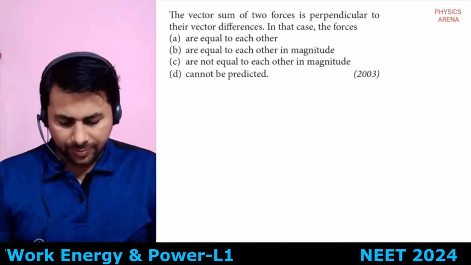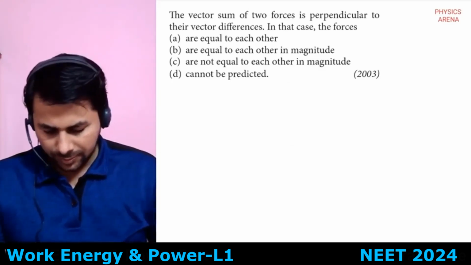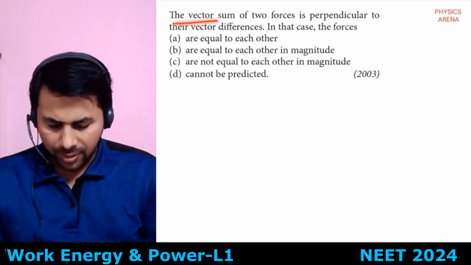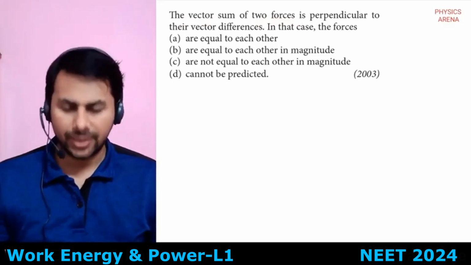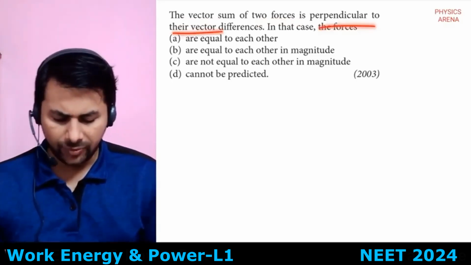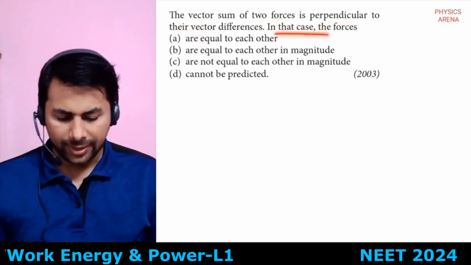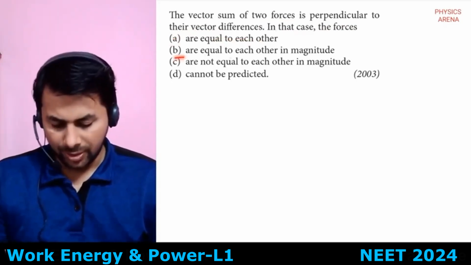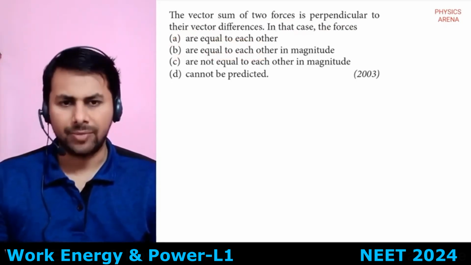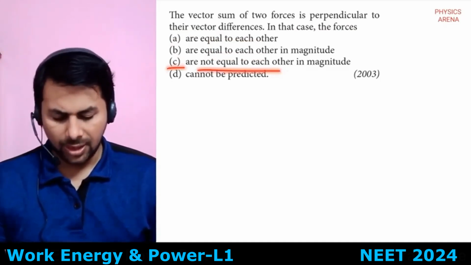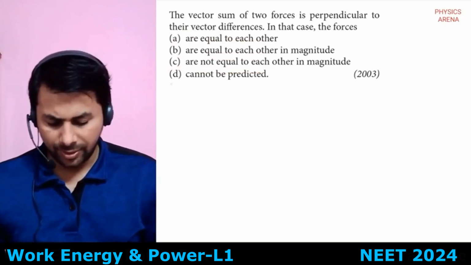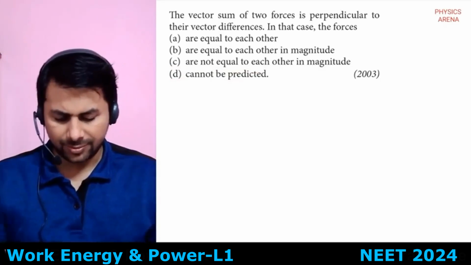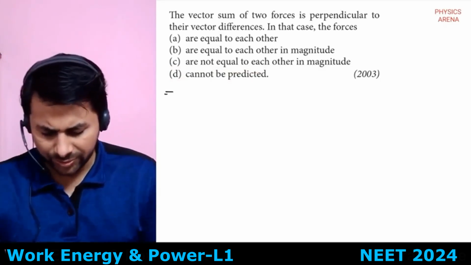Then let's see the next one. Vector sum of two forces is perpendicular to their vector difference. In that case, the forces, option A, are equal to each other. Option B, are equal to each other in magnitude. Option C, are not equal to each other in magnitude. Option D, cannot be predicted. So tell me, what should we do?